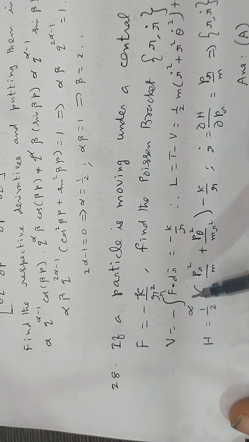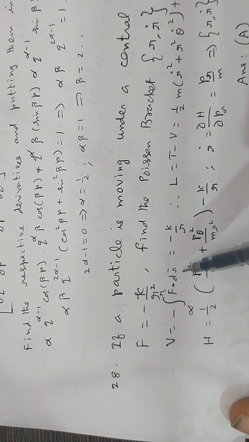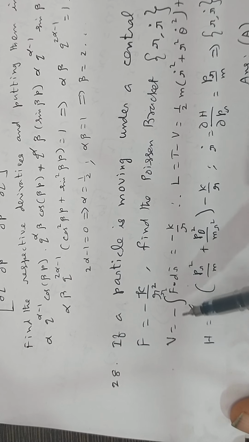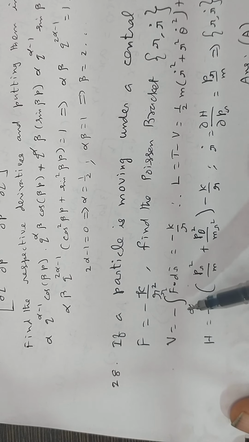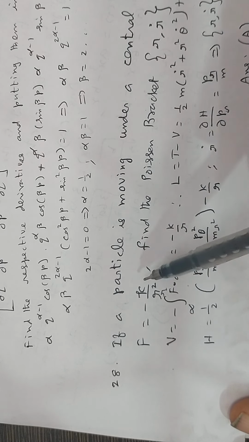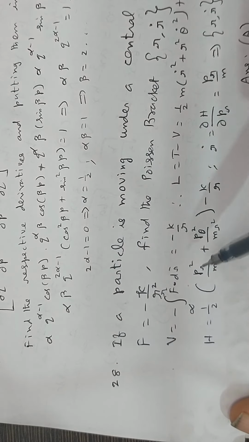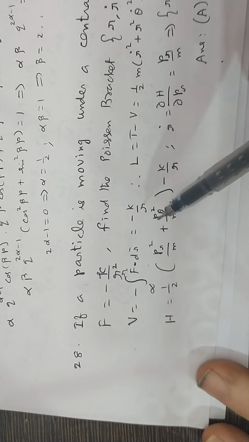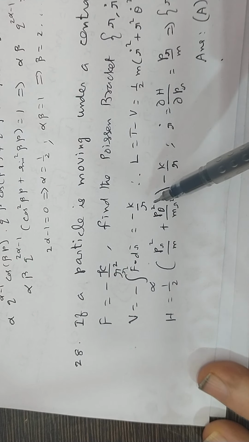Potential energy is equal to minus integral of F dot dr from infinity to r. So this is important, you must remember this expression. We substitute the value of F, which is minus k by r square here. Then if you integrate, you will get the potential energy is equal to minus k by r.